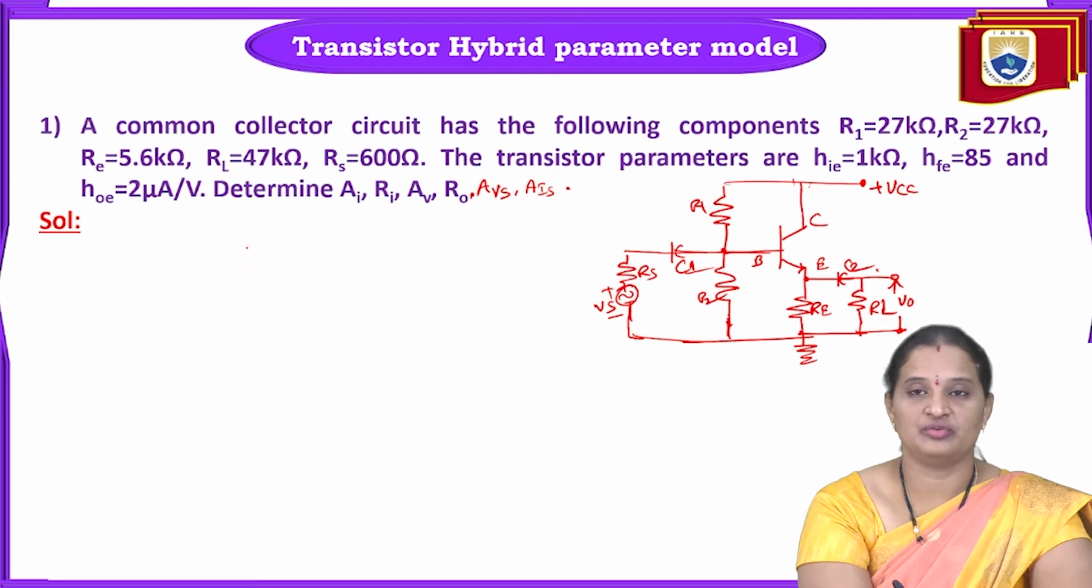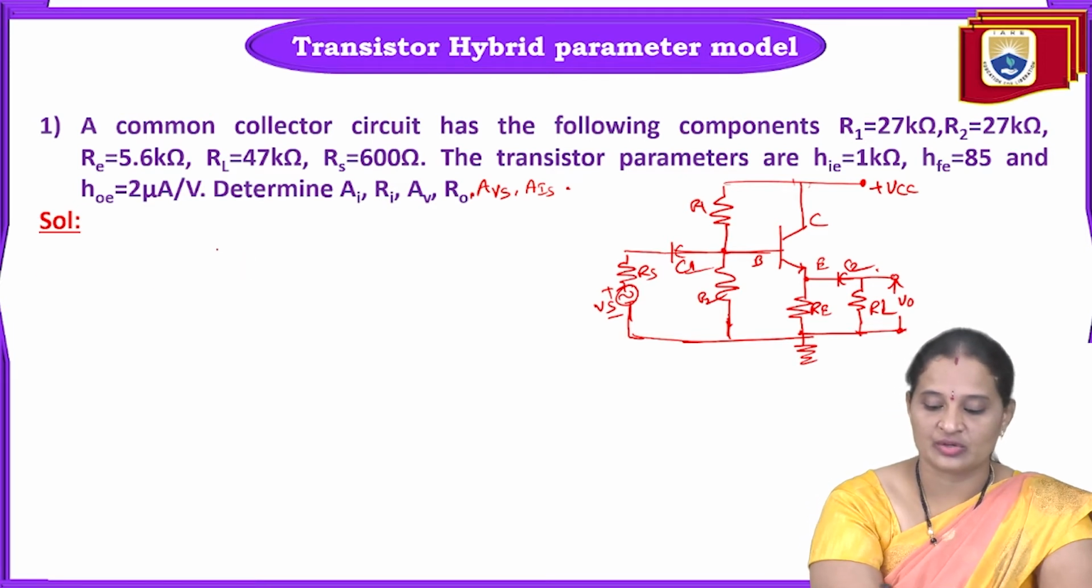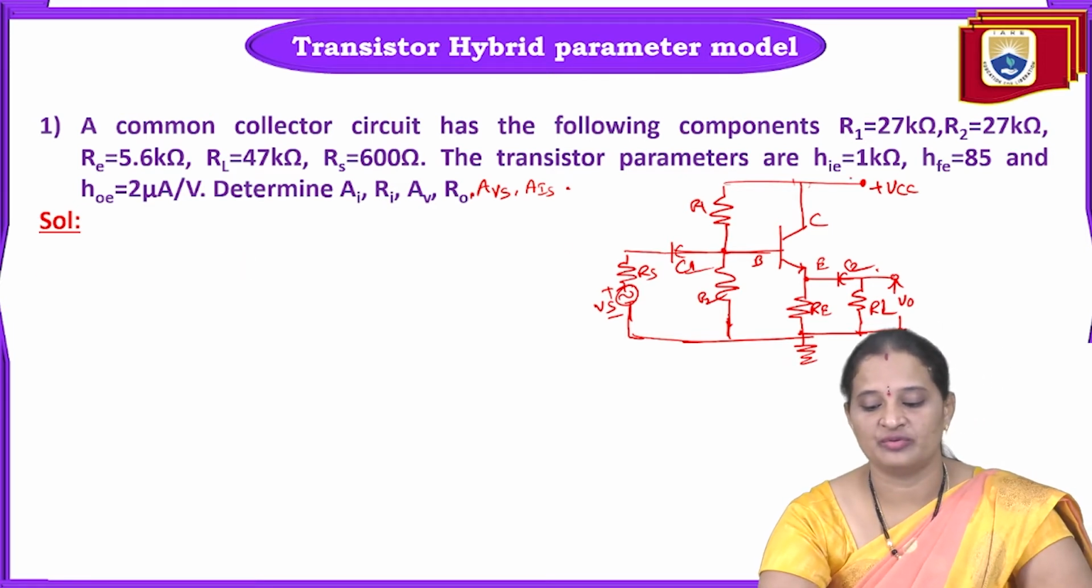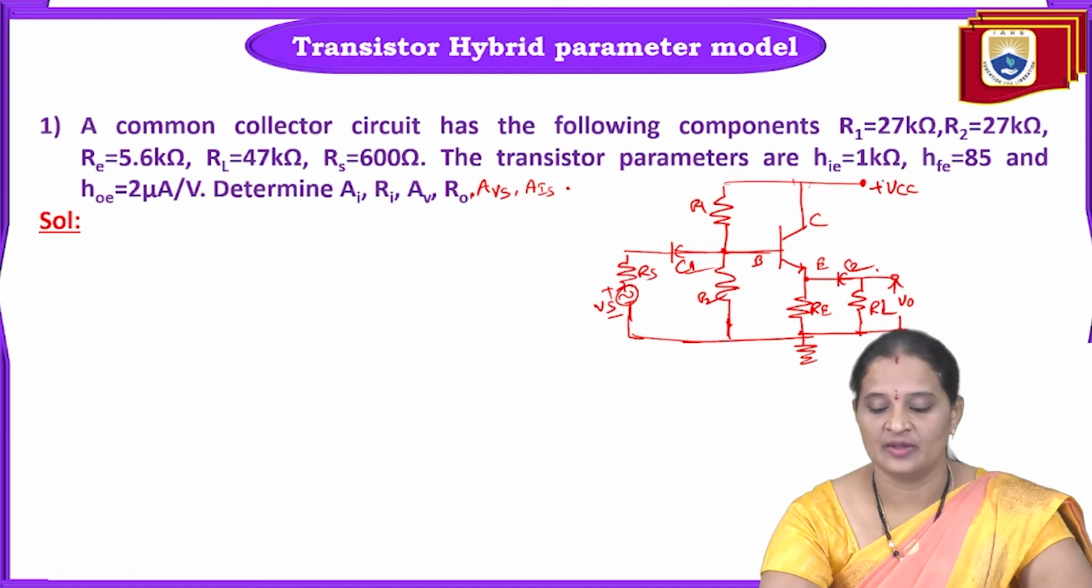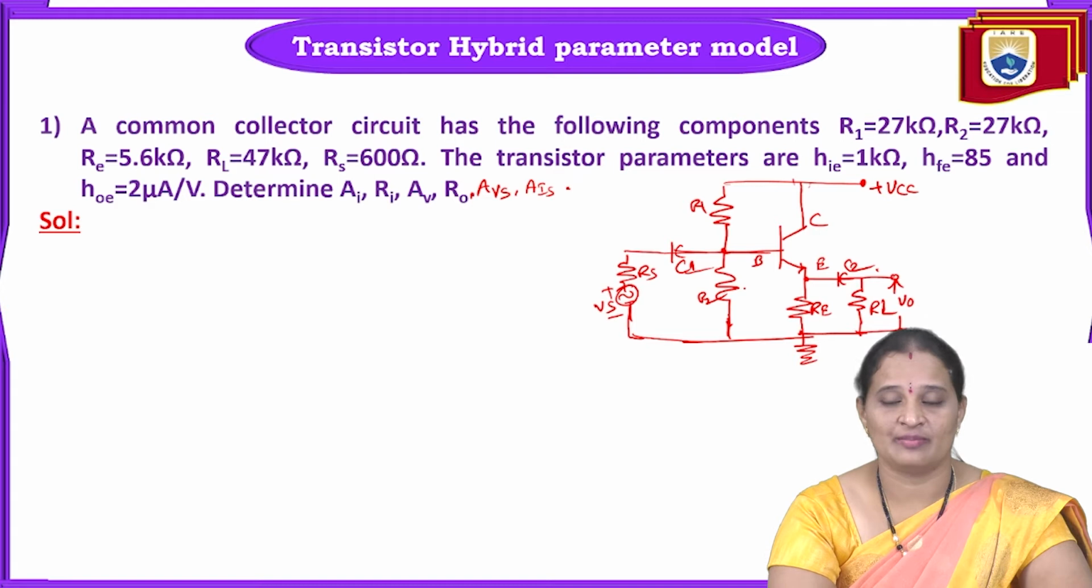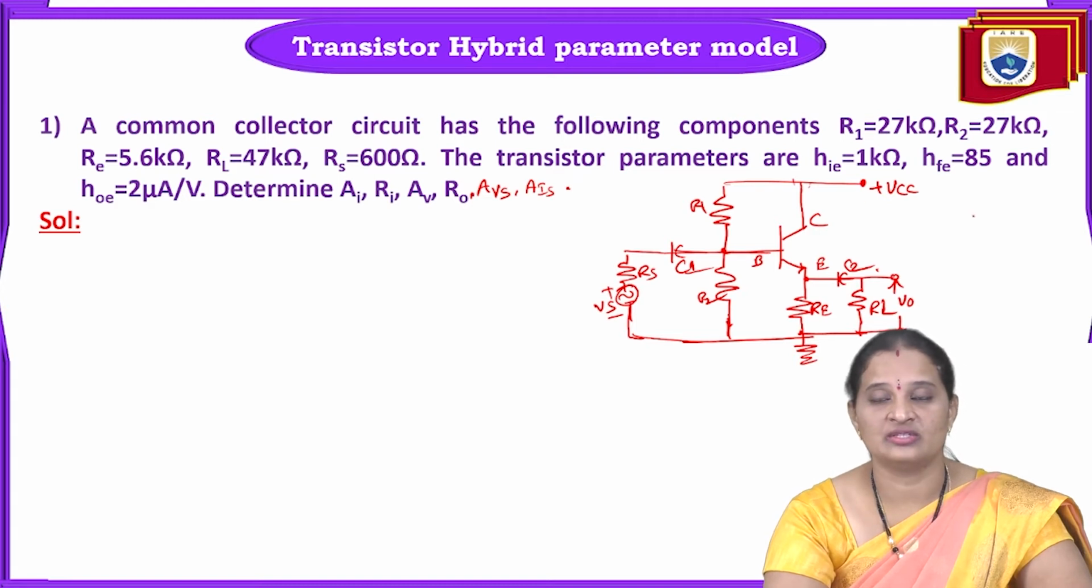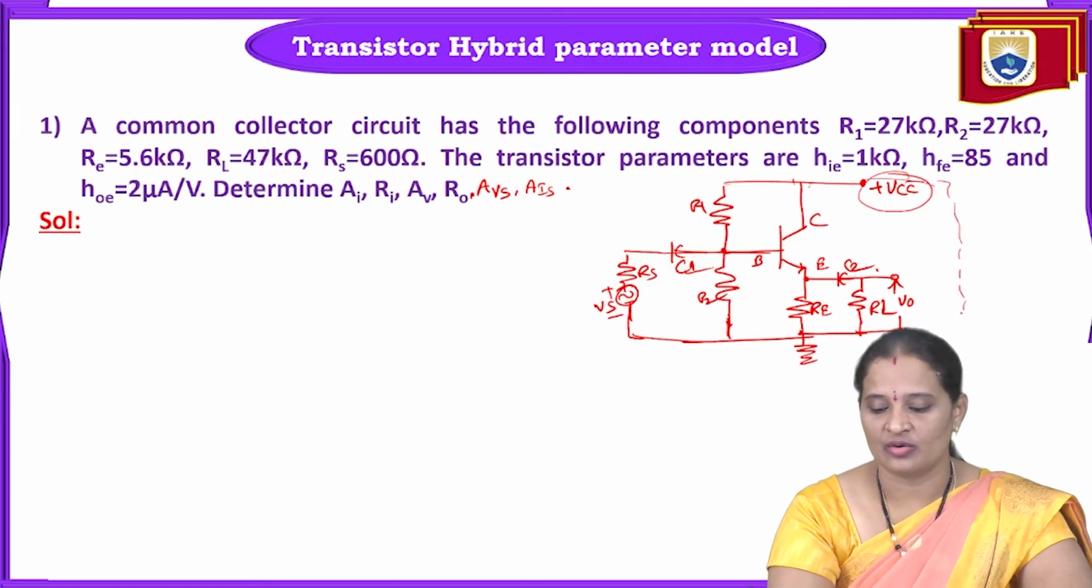Now we need to draw the equivalent circuit. How to draw the equivalent circuit? Just follow the procedure. If any capacitors are there, short circuit the capacitors and connect all the DC sources to the ground. Here we only have VCC, and this should be connected to the ground.